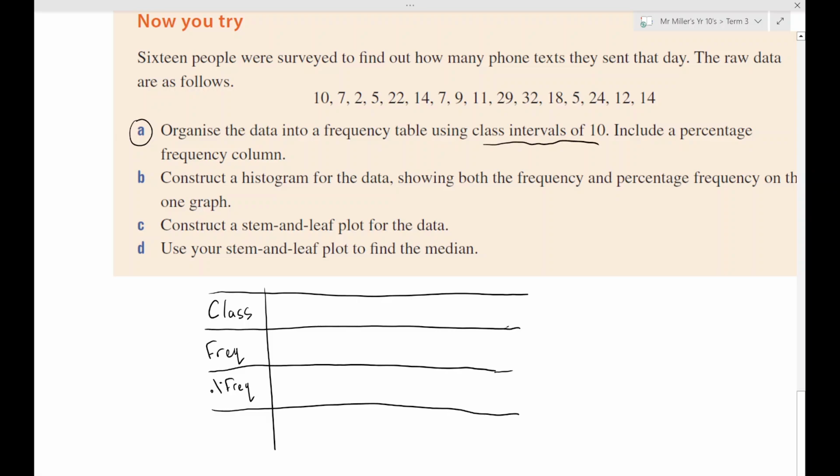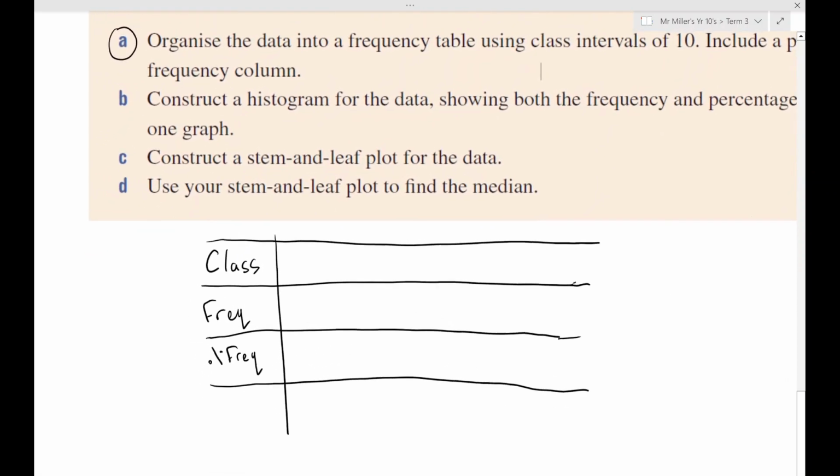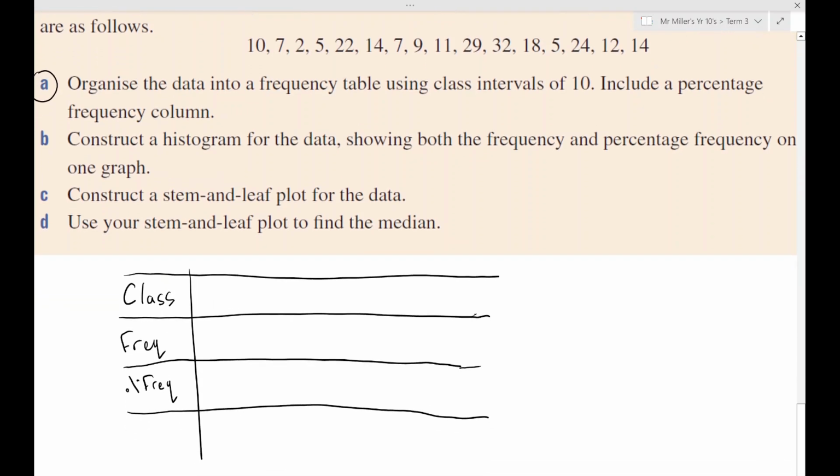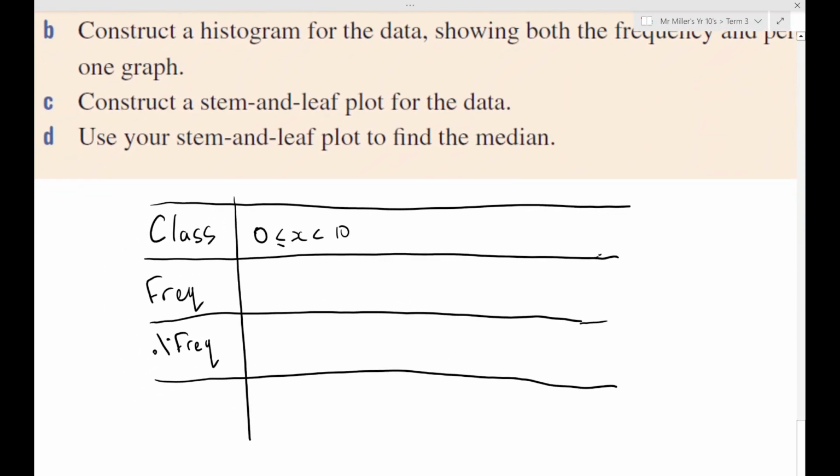So what does that mean? It means I can't put each of these individual data points down. I need to group this data into intervals. And the intervals I'm going to pick are intervals of 10. So the first interval I'd probably select would be 0 to 10. And I might say greater than or equal to 0, but less than 10. That might be my first interval.